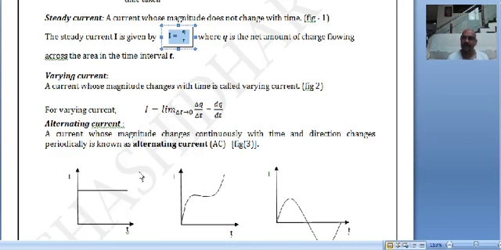So for varying current, we define current as limit delta t tending to 0, delta q divided by delta t. That means in a small interval of time delta t, what is the charge that flows through any cross section of the conductor? If the charge flowing through a cross section of the conductor is delta q in a time delta t, where delta t tends to 0, that is important.